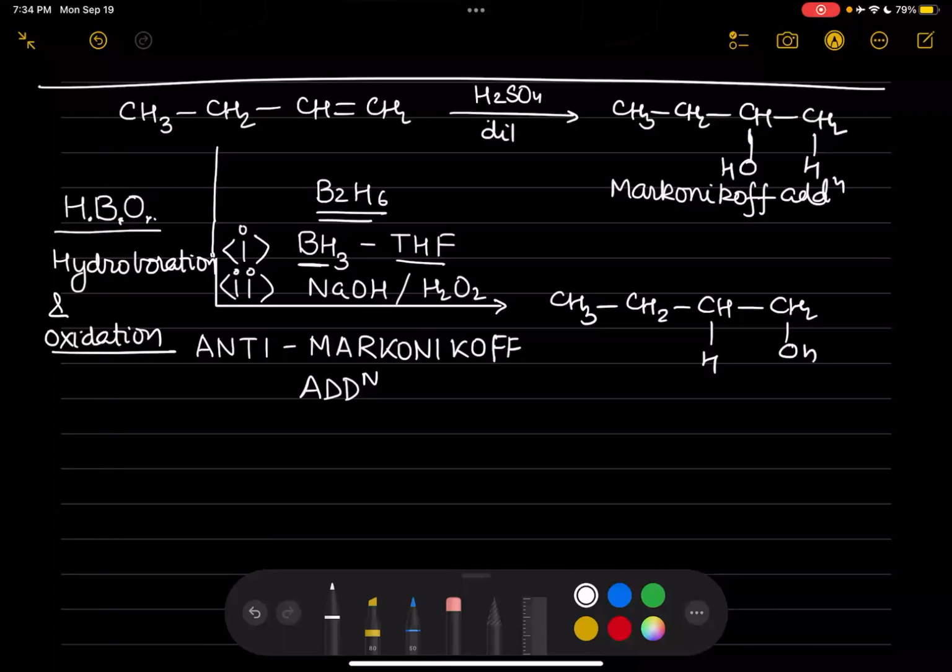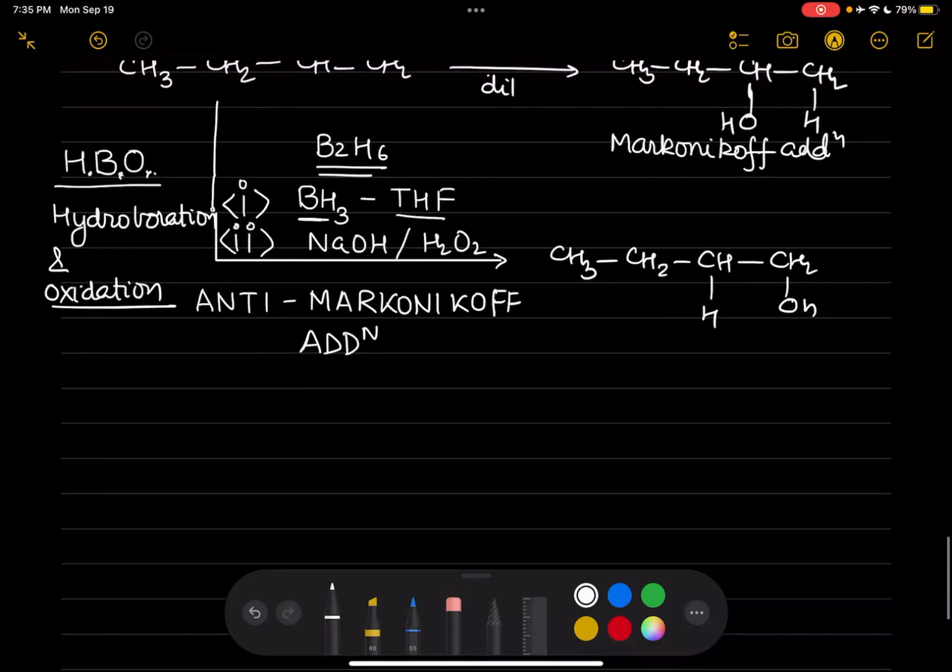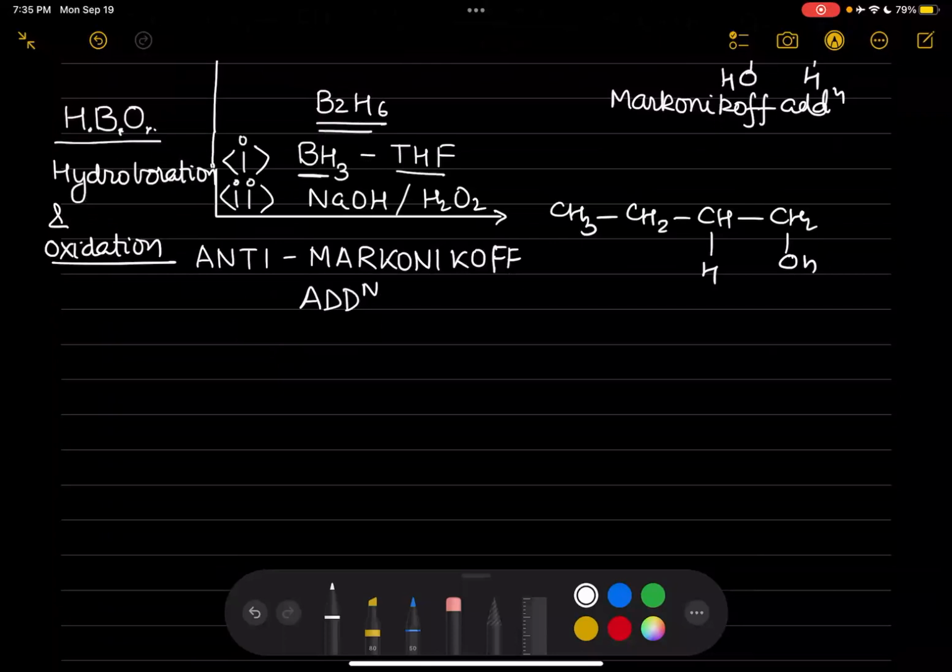That's going to be the method by which you can do the addition of water in anti-Markovnikov fashion on alkenes. Imad and Rayan, is it clear? Yes, sir, clear.